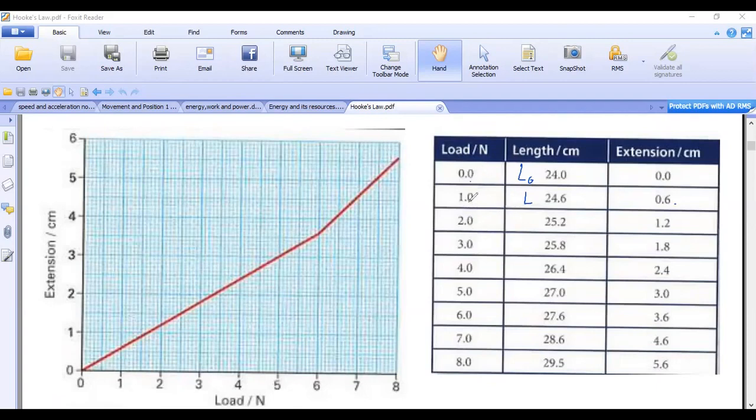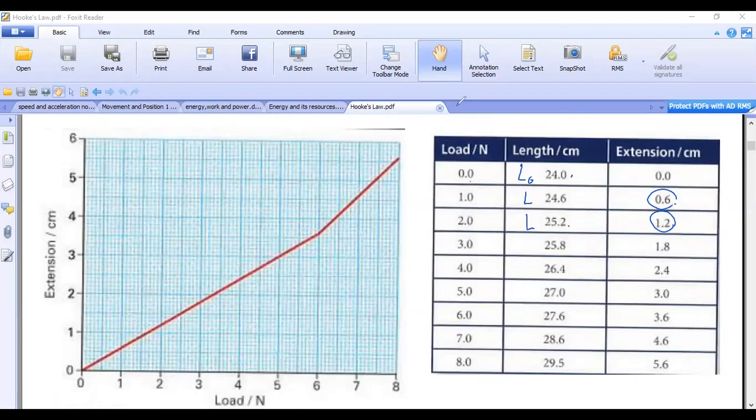Okay, now increase the load to be 2 Newton. We can find the new length becomes 25.2. So we get the difference between this and this. We find it is 1.2. So here, as you see, 1.2 is double 0.6, because the load is double. Okay, and so on. As you see, the load increased by 3, 4, 5, and so on. Each time the length increases by 0.6 and the extension increases by 0.6.